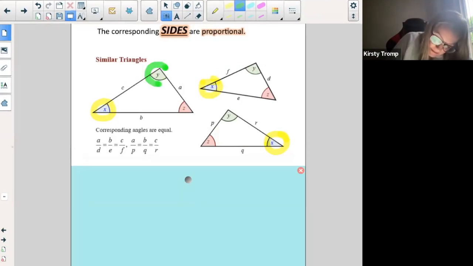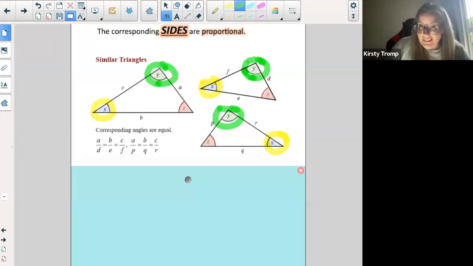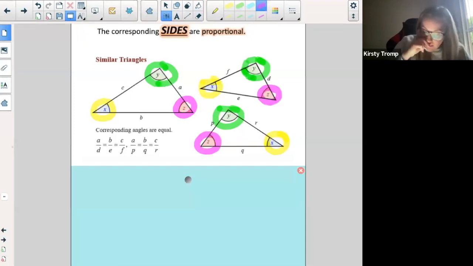Angle Y and angle Y and angle Y are also all the same. Again, even though they're in different directions, or maybe flipped on their sides, they're all the same size. If you took a protractor and measured them, those angles would be the same. And finally, angle Z and angle Z and angle Z are also all the same.